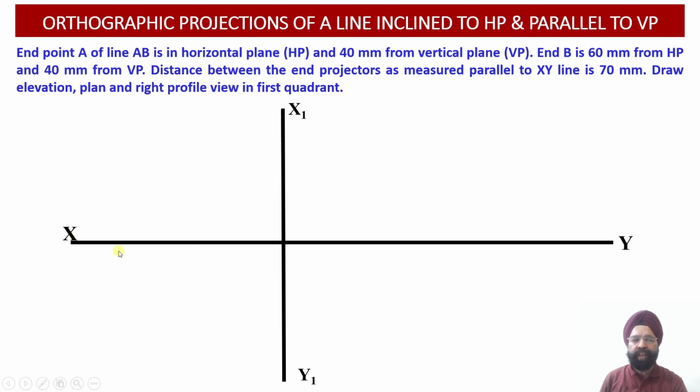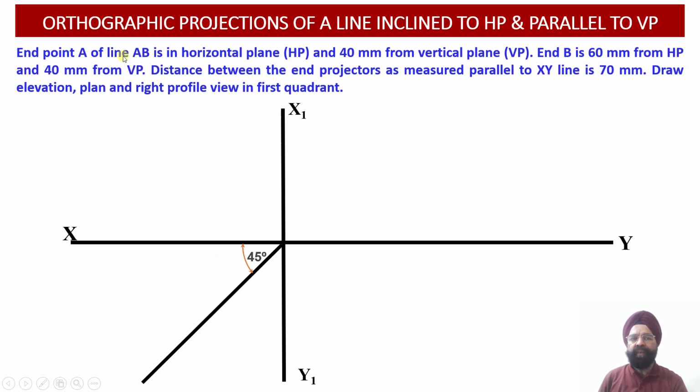Here we have got the XY reference line, the X1 Y1 reference line, and the transfer line which has been drawn over here at an angle of 45 degree, right? This transfer line has been drawn in order to be able to convert the distances of the 2 points A and B in the top view from the vertical plane into the profile plane distances over here.